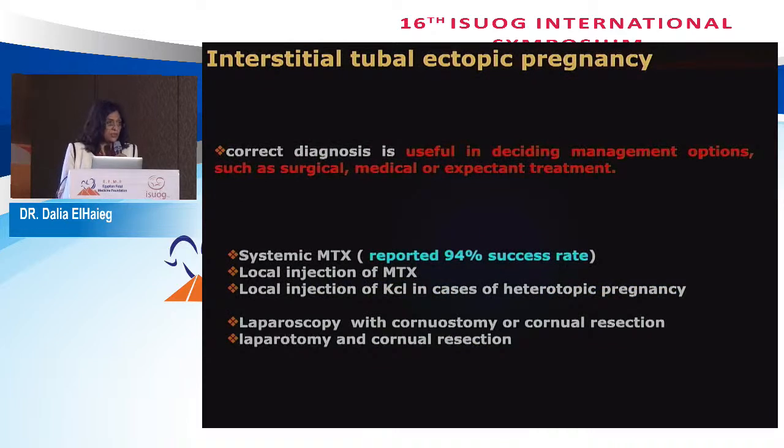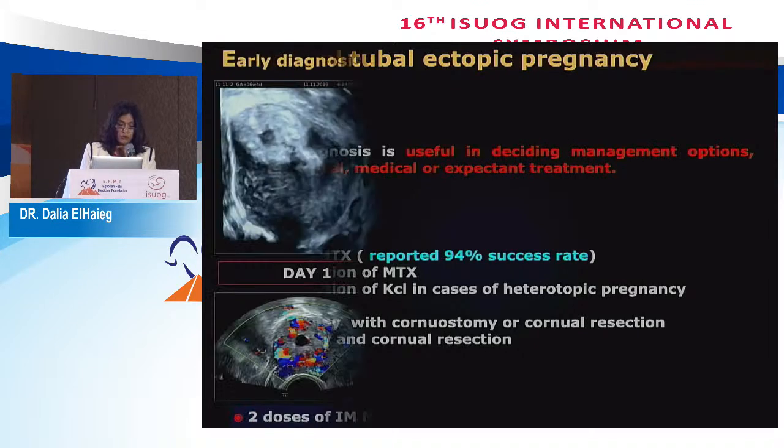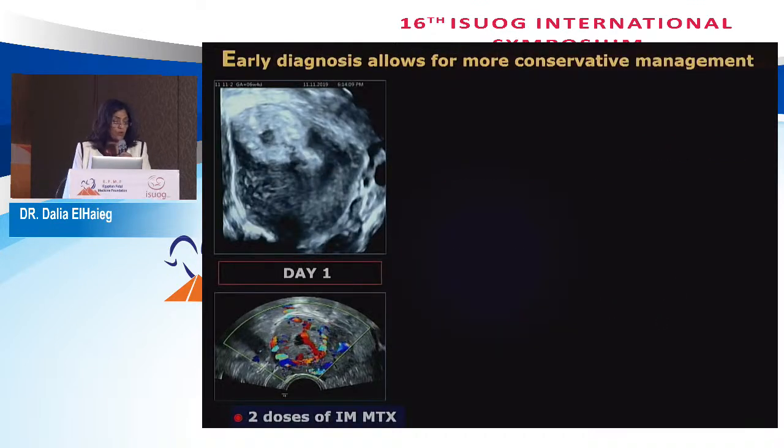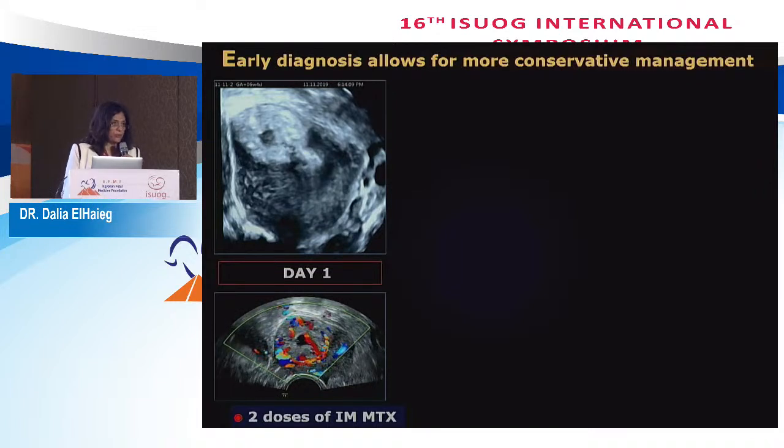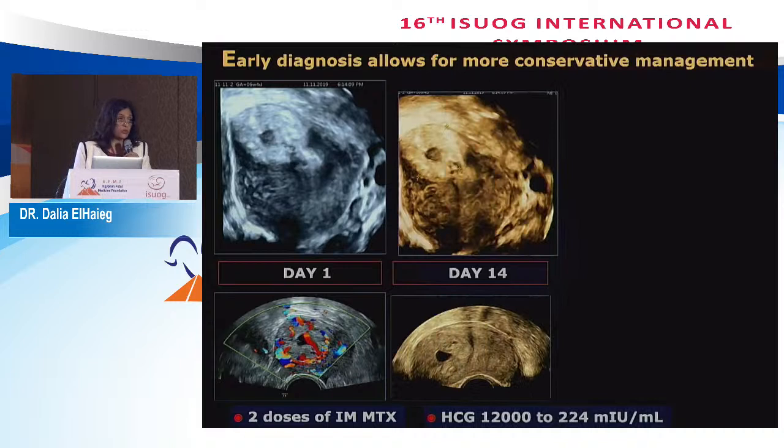So a correct diagnosis is very useful in deciding the management, whether we're going to do a surgery, laparoscopy, cornuostomy, or we're going for conservative management. Of course, early diagnosis allows for more conservative management, where methotrexate has proved successful in 80% of the cases. As you can see, this patient received 2 doses of methotrexate, and the beta HCG was declining rapidly.